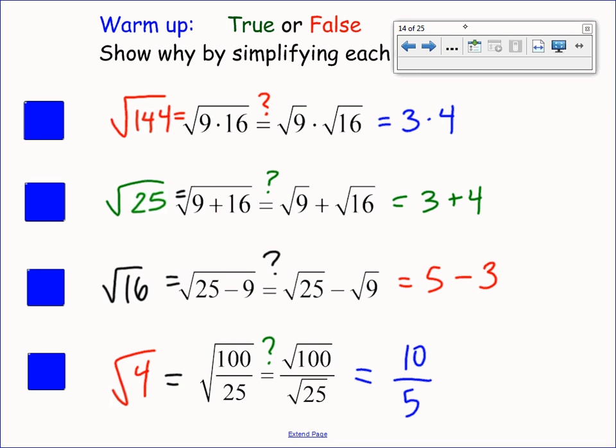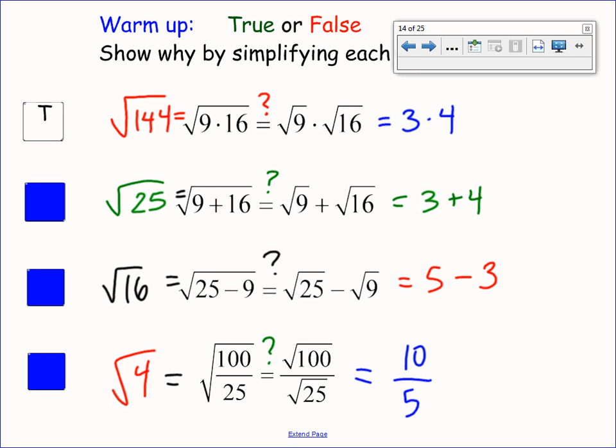Okay, the moment of truth. Ooh, true or false? Go ahead and share the first one. Does the square root of 144 equal 3 times 4? What did you and your partner decide? Mark and Taylor? True. True. What are you going to get? True for the first one. T for true. Awesome. Second one.